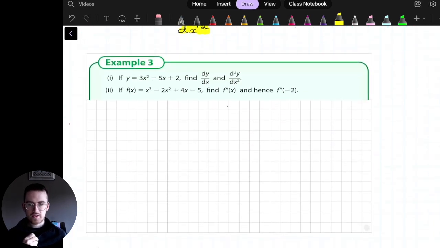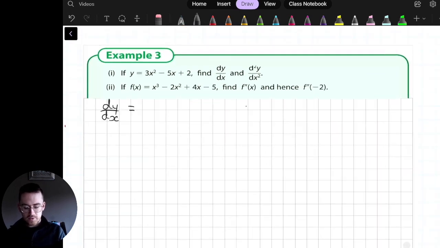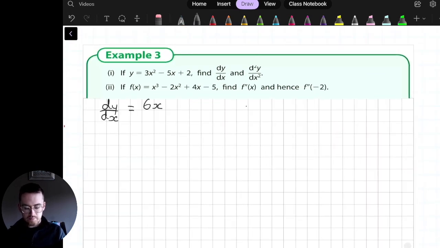So let's have a look at how that works. For this first question, if y is equal to this, we're going to find dy dx and then d2y dx squared. So the first derivative and then the second derivative. So let's find the first derivative. Again, the same rule, we multiply by the power, we reduce the power by 1. So 3x squared becomes 6x, minus 5x becomes minus 5.